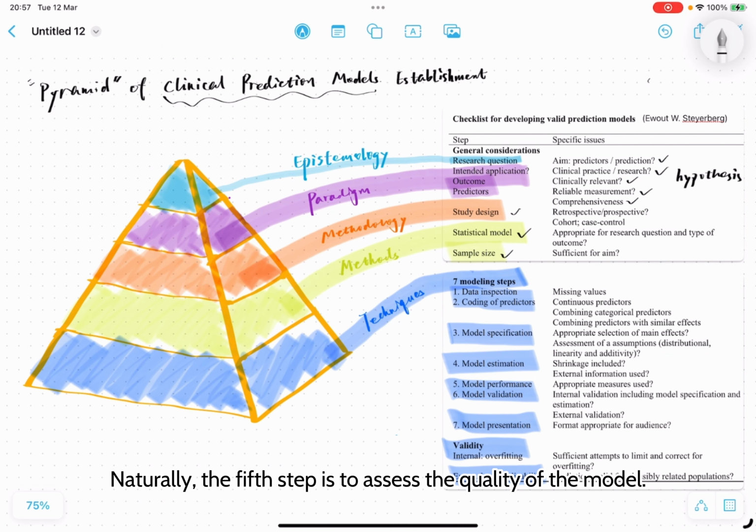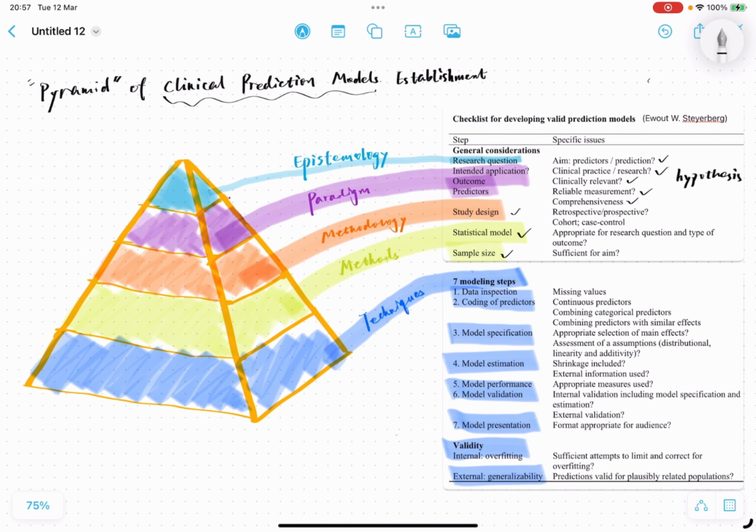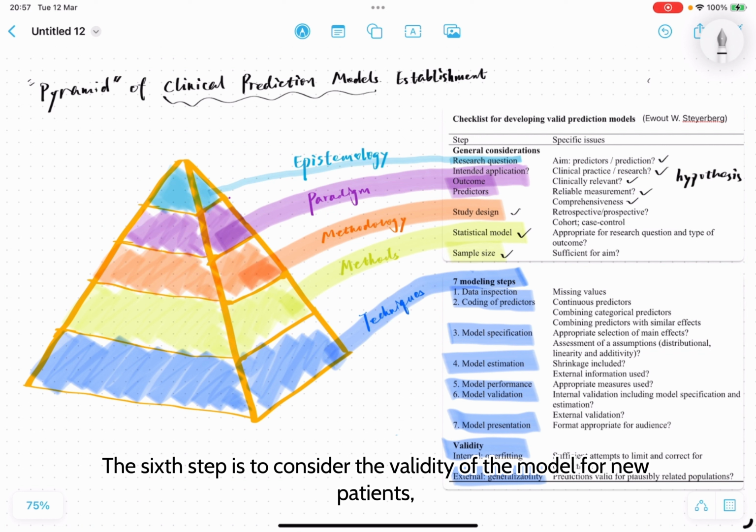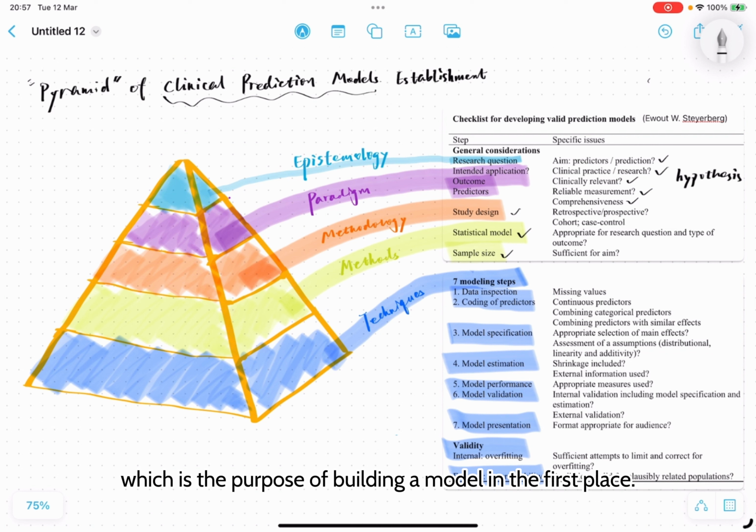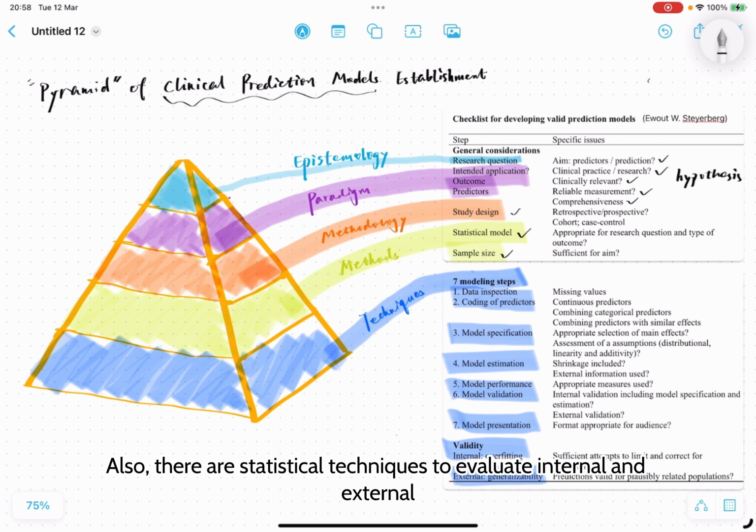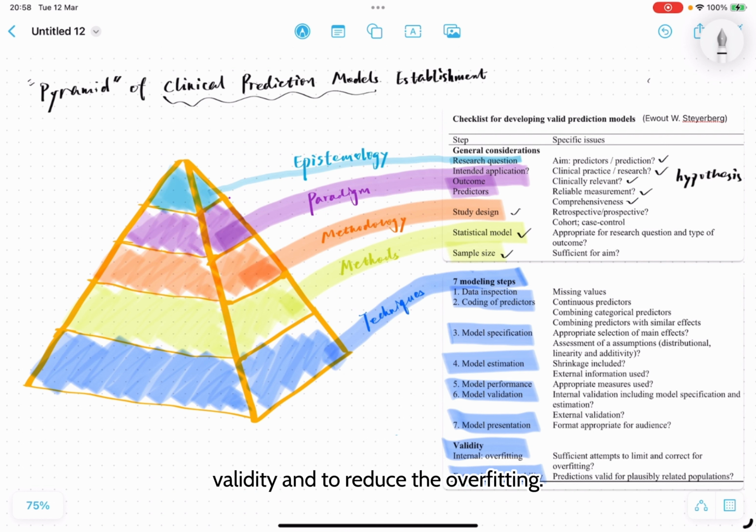Naturally, the fifth step is to assess the quality of the model. That is to say, whether the model is useful. There are also some techniques to quantify the usefulness. The sixth step is to consider the validity of the model for new patients, which is the purpose of building a model in the first place. Also, there are statistical techniques to evaluate internal and external validity, and to reduce overfitting.